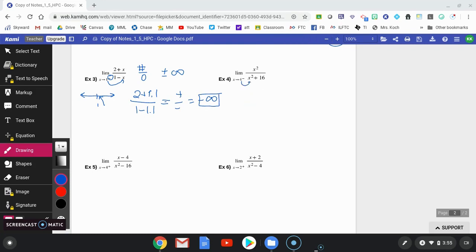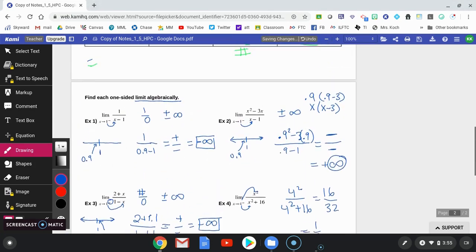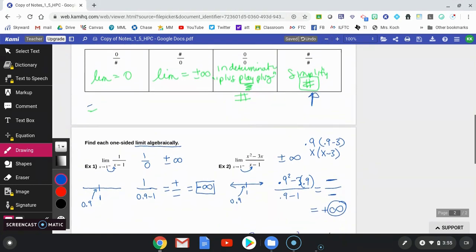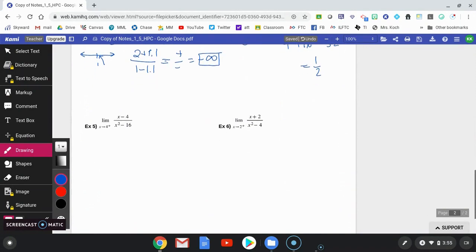Going and got signs, example 4 is super refreshing. Take a look. If I plug in a 4 this time, I get 4 squared over 4 squared plus 16. I don't run into any trouble whatsoever. I get 16 over 16 plus 16, or 32, and my limit is 1/2. That's this case here, where when I plugged in, I just ended up getting a number over a number. My very favorite examples because they're nice and quick.